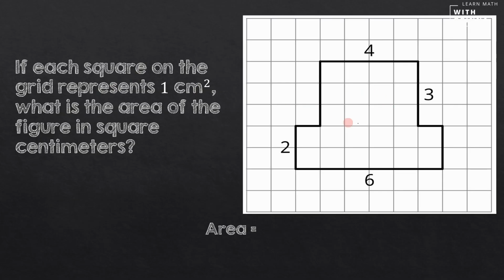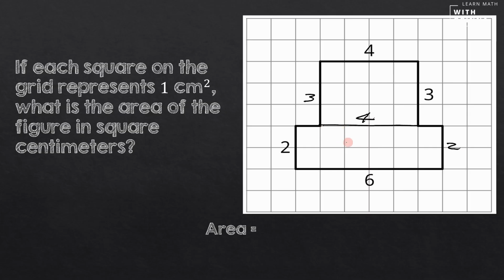Here we are given a shape that covers a plane surface, and we are asked that if each square on this grid represents 1 cm squared, what is the area of the figure in square centimeters? So there are 2 ways of doing this. You ask yourself, can we make out a defined shape from this? First, I can see that if I join these 2 lines together, I'll get 2 rectangles, where here is still the same thing as here. This is 4, this is 3, this is 6, this is 2, and this is 2.